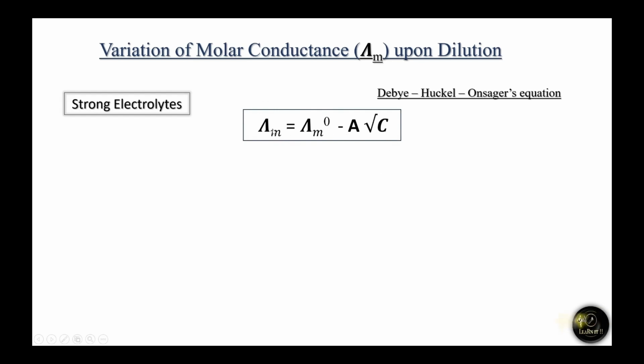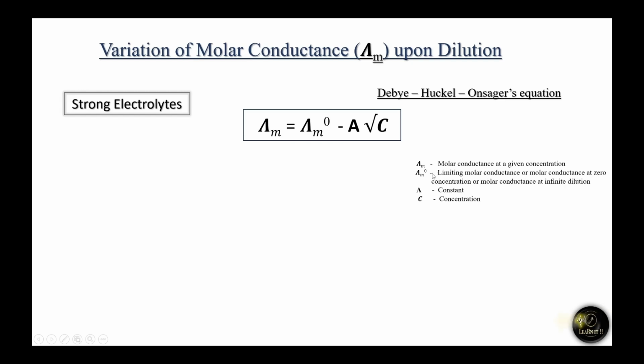So here lambda m represents molar conductance, c represents concentration. As the dilution increases, concentration decreases. So here lambda m and c are connected by this formula. Here a new factor comes, that is lambda naught m. What does it mean? Lambda m, we know, is molar conductance at a given temperature or concentration. Lambda naught m represents the limiting molar conductance, or molar conductance at 0 concentration, or molar conductance at infinite dilution.